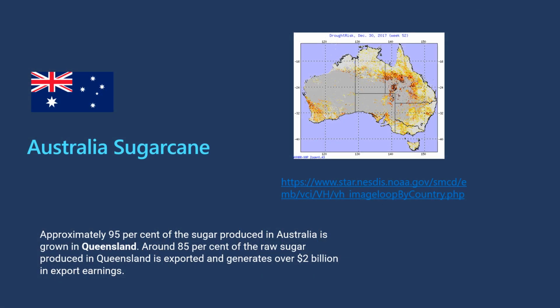Final use case, we applied our machine learning artificial intelligence model for sugarcane production in Australia. We applied it in the region of Queensland. Approximately 95% of sugar produced in Australia is grown in Queensland. Around 85% of the raw sugar produced in Queensland is exported and generates approximately over 2 billion in export earnings for Australia agriculture. So our model analysis is applied for Queensland for the machine learning and AI model.